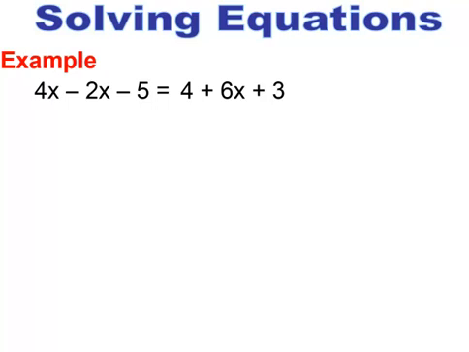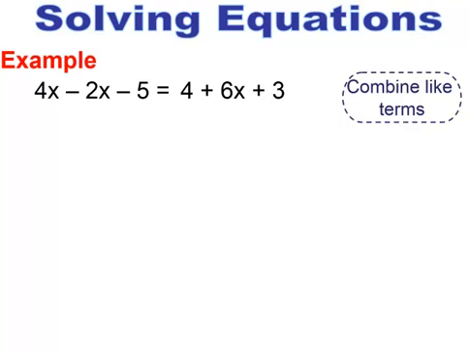Now we have a multi-step equation where we have to combine like terms. So first step here is you want to clean up each side. And to clean up each side, you need to combine the like terms. So on the left hand side I have like terms, the 4x minus the 2x. So I'm going to simplify that by subtracting 2 from 4 and I get 2x. And I'm just bringing down the minus 5 equals. On the right hand side I see I have 4 plus 3 that can be combined and I get 7 plus the 6x.